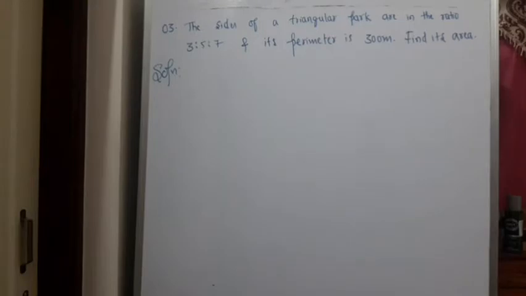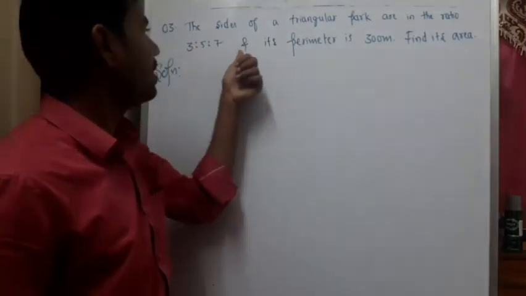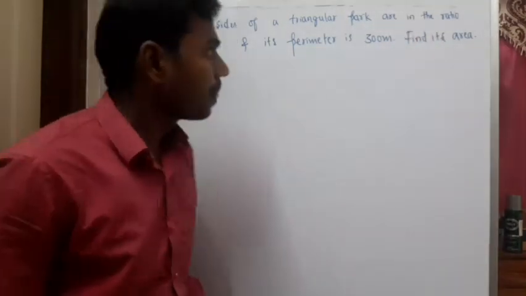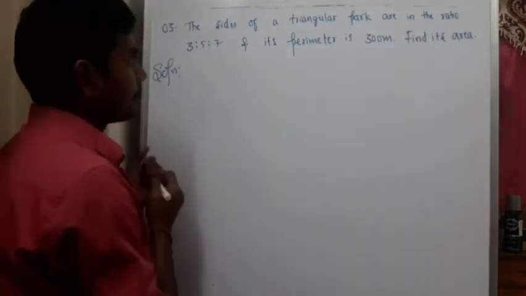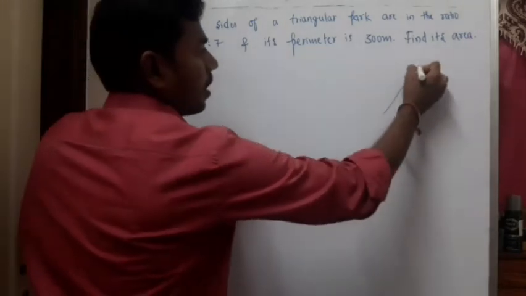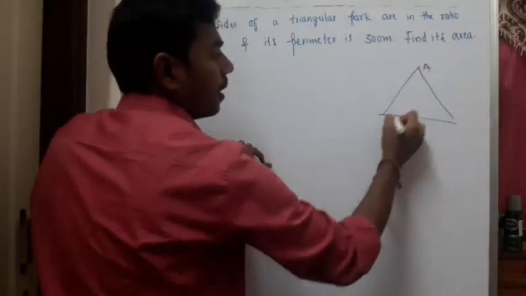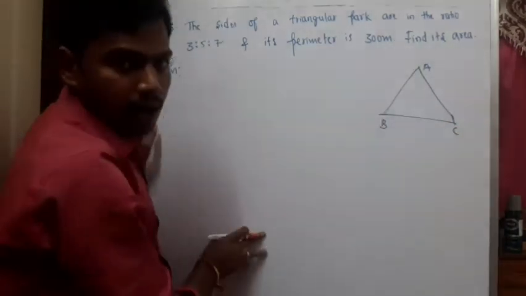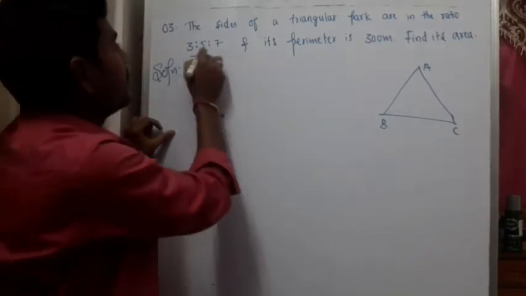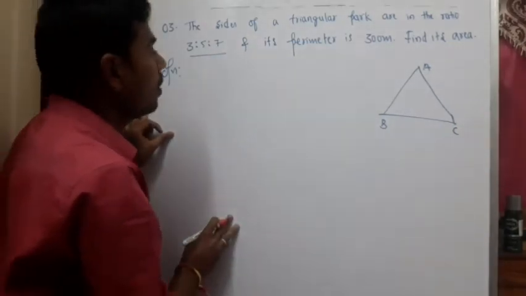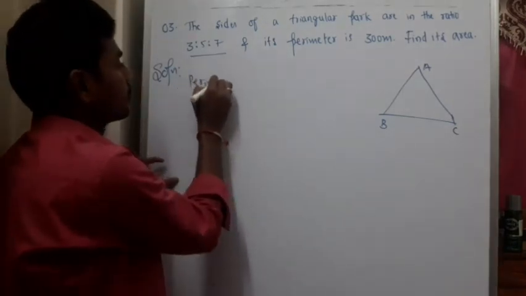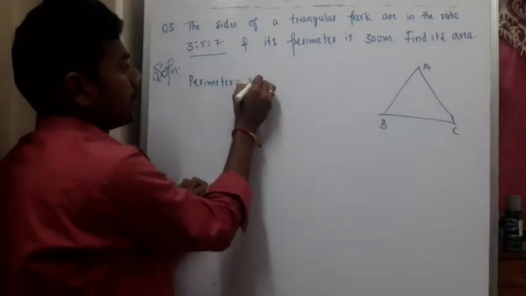Next, third question. The sides of a triangular park are in the ratio 3:5:7. Its perimeter is 300 meter. Find its area. So what is given to us, we'll write down. So there is a triangular park ABC, and the sides of this particular triangular park are in the ratio 3:5:7. Now what they have given? They have given the perimeter is equal to 300 meter.